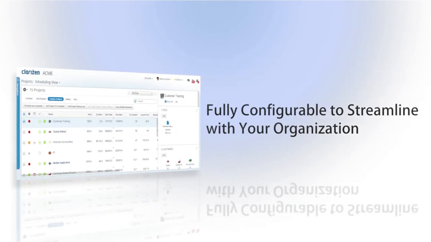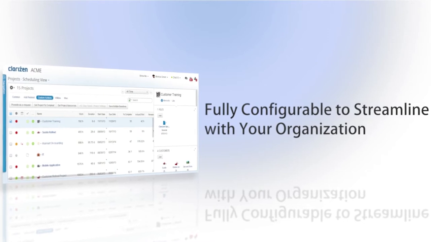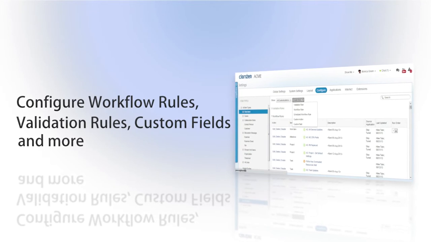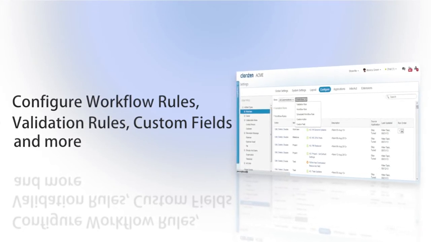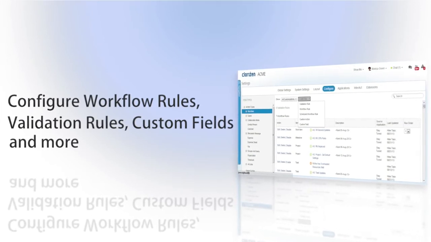Clarizen is a work management platform that is completely configurable to meet your organizational needs. It enables you to ensure that your daily processes, workflows, and needs are met with the ability to create workflow rules, validation rules, custom fields, and much, much more.